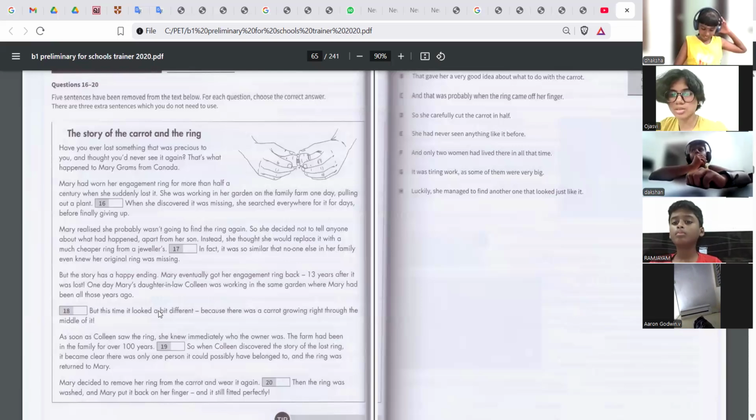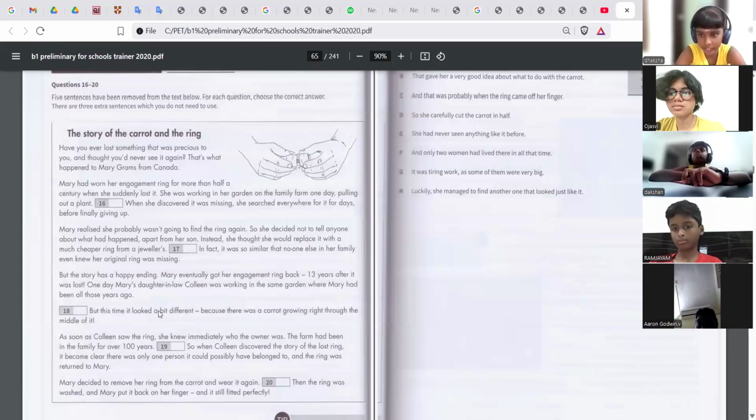Okay. So why carefully? Because there's a ring there, so we need to cut it carefully. Otherwise, what will happen? The ring will be damaged. Why will it be damaged? Right in between, the carrot is passing through. They have to be very careful. They can damage the carrot, but they cannot damage the ring.